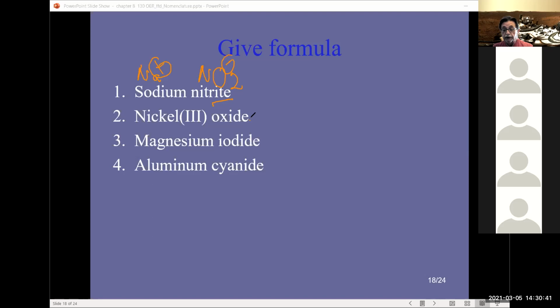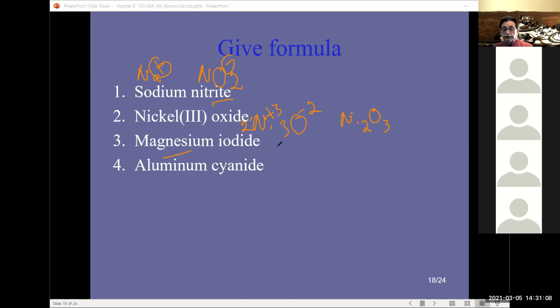Okay. Nickel 3. All right. So we got nickel 3 here. So we got Ni +3. We know the oxide is a -2. And so we got to find a common number here again, which is 6. So we need 3 oxides and 2 nickel 3s. Okay, which would give us Ni2O3.